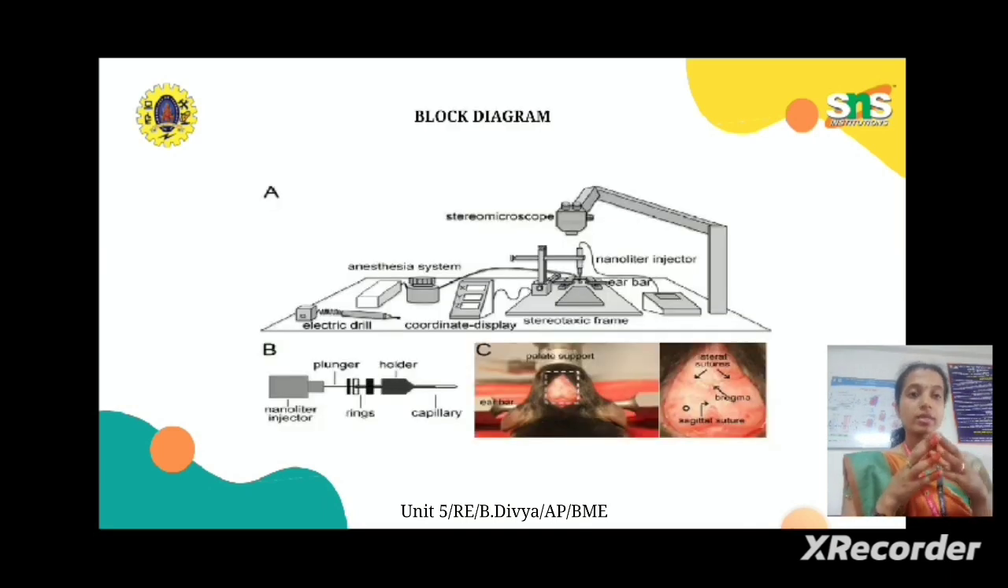This is the block diagram for a stereotactic surgery system. How is the surgery undertaken in the brain? We have capillaries, ring holders, a stereo microscope, injections, and stereotactic frames, which are used to look at the images of the brain to be operated on. The anesthesia system and all these are given in the block diagram.